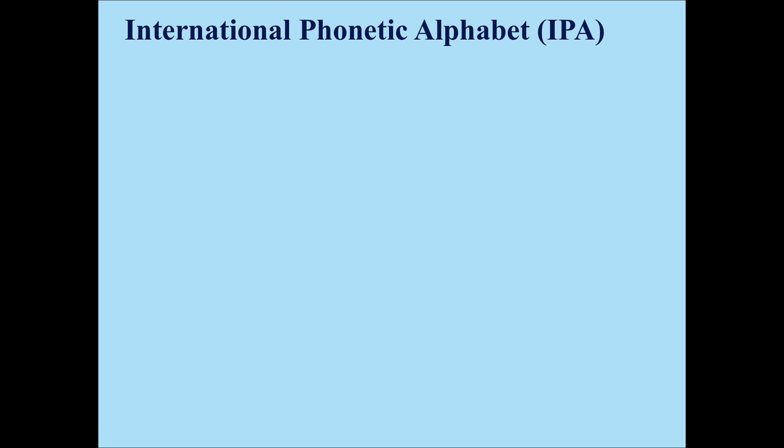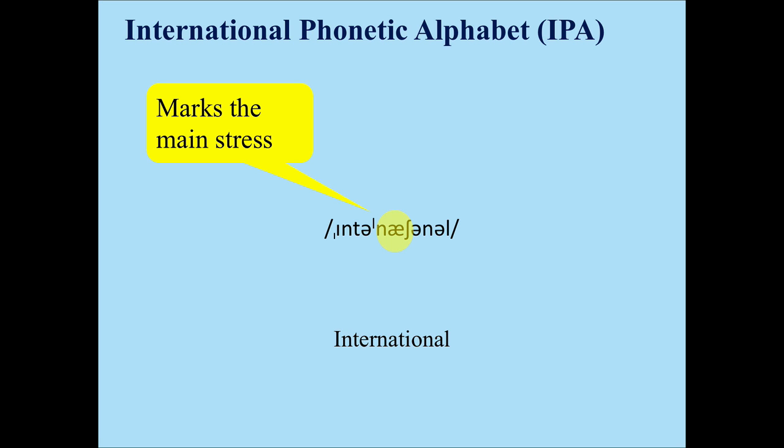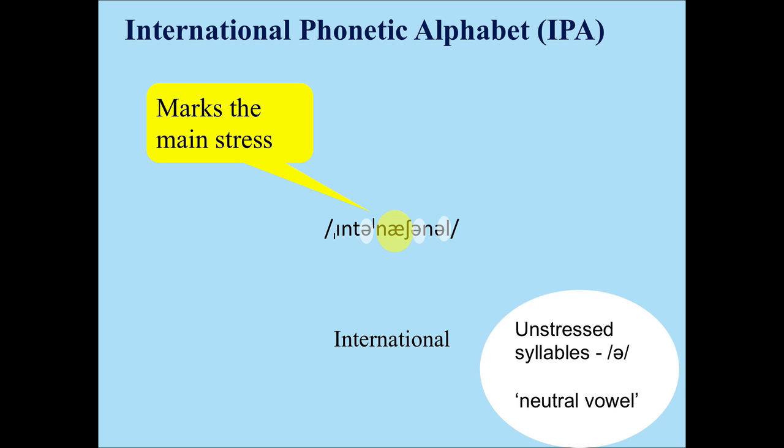Good dictionaries use the International Phonetic Alphabet. Here's the word international, written in International Phonetic Alphabet. You probably recognise some letters but not others. Don't worry, what we're looking for here is how they mark the stressed syllable. Here's the stressed syllable, and it's marked with a little bar above the line at the start of the syllable. Notice here and here and here, all the weak or unstressed syllables look the same. This little upside down E has the schwa sound.